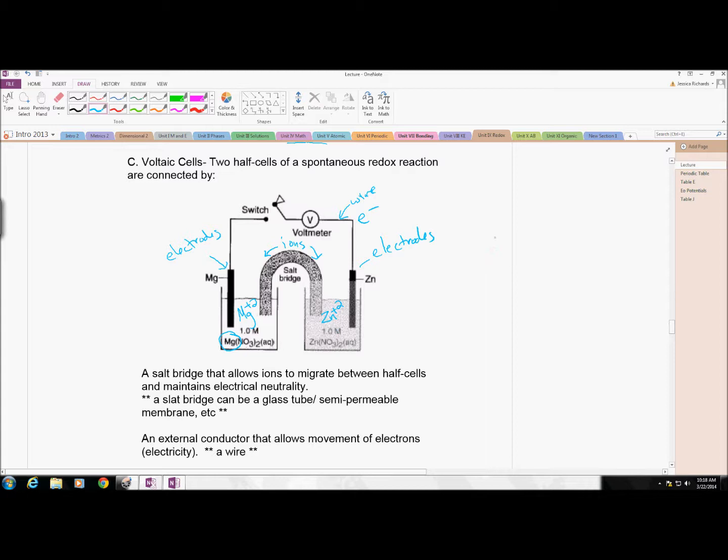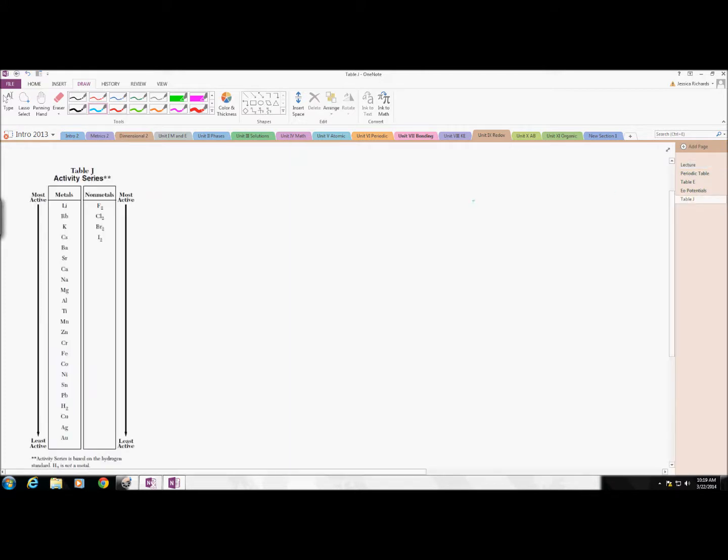So now I have two choices. Either magnesium 0 turns into magnesium +2 and zinc ions turn into pure zinc, or magnesium ions turn into pure magnesium and pure zinc turns into zinc ions. So which one is the one that's going to happen? To figure that out, we use Table J.